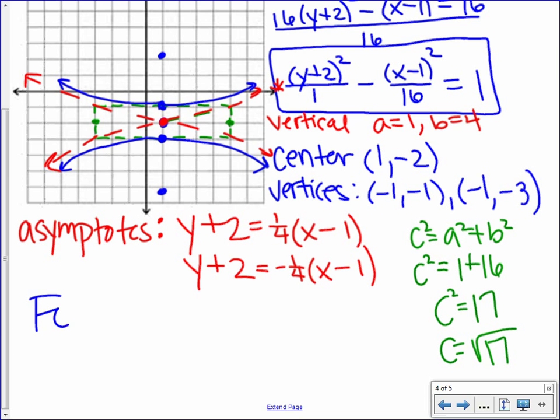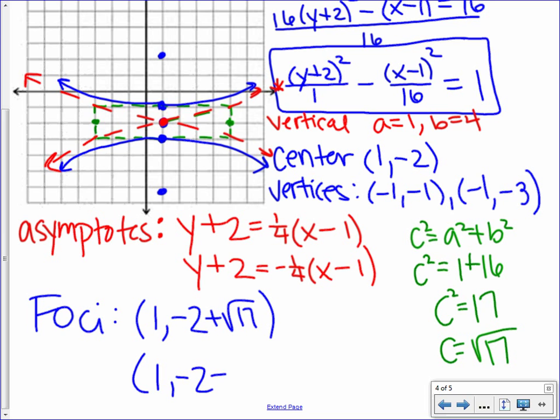So I'm going to label our foci as, let's see, we moved vertically. So from our center, our y coordinate changed. We added radical 17 to our y coordinate, and then we subtracted radical 17 from our y coordinate.